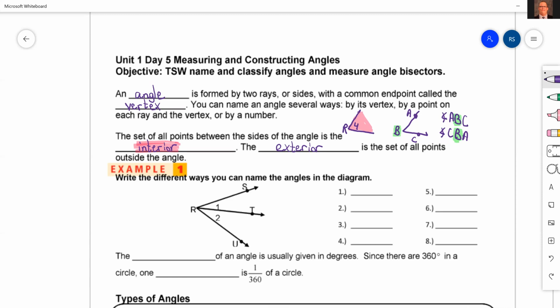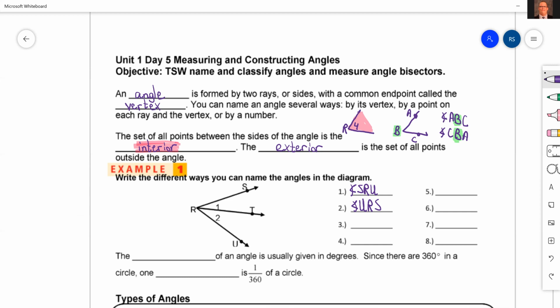Okay, first example, they want us to write all the different ways that we can name the angles in this diagram. So let's first start with the big angle. Angle SRU. Now remember what I said up here. As long as the letter stays in the middle, we can flip these and it still be the same angle. So angle URS is talking about the same thing.